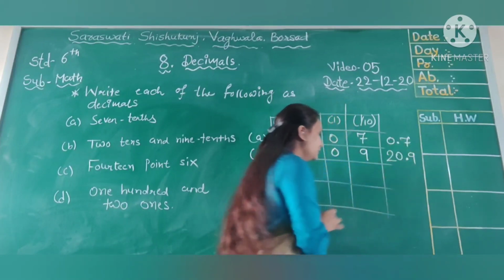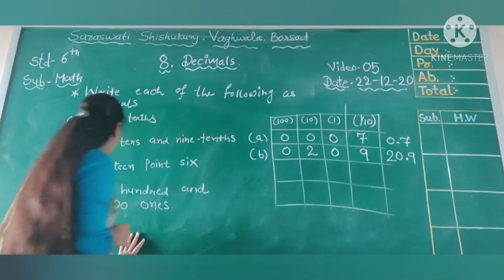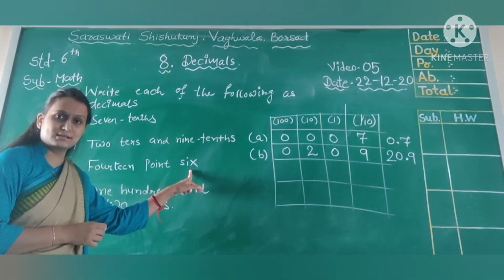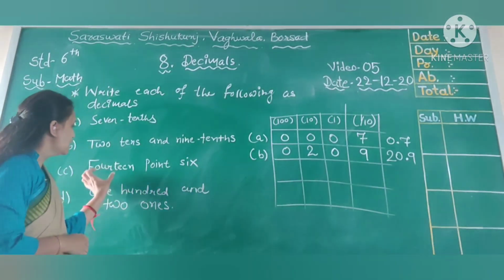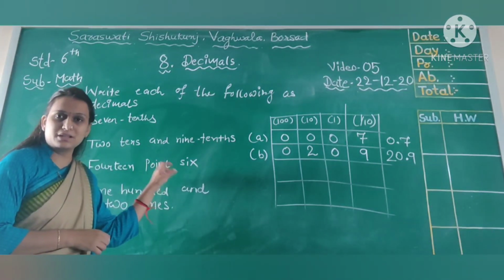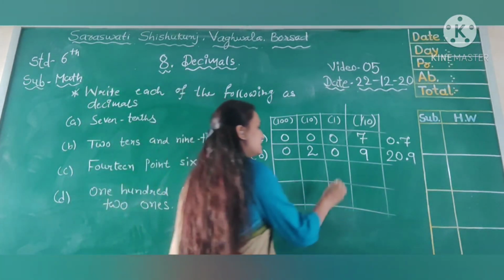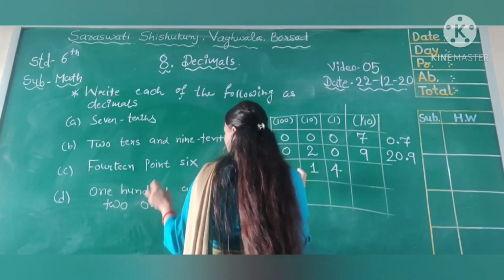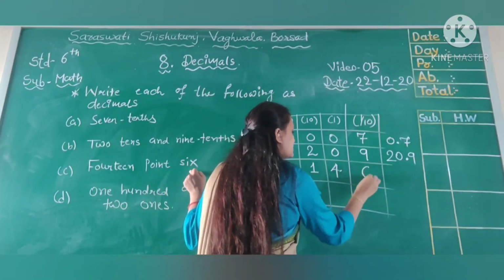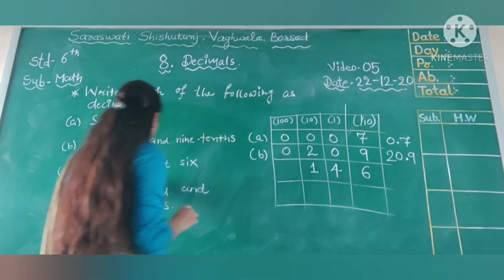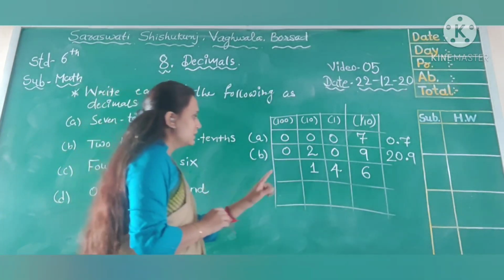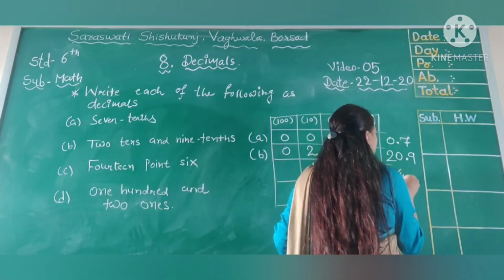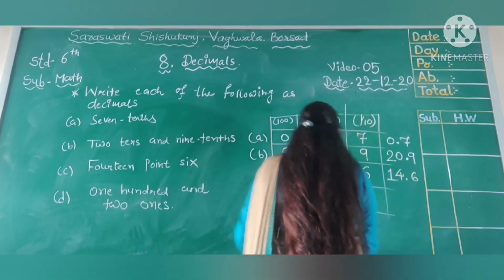So the second answer is 20.9. Now in the third number we have been given directly 14.6. 14 means 1 and 4. So 4 is at the ones place, 1 is at the tens place, and after the point there is 6. So the number is 14.6. So here we can write directly 14.6.